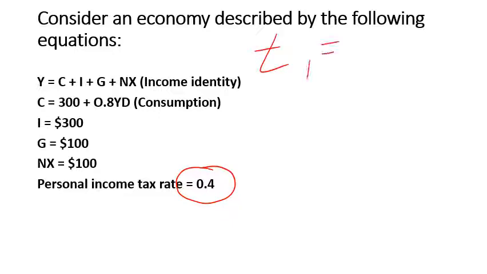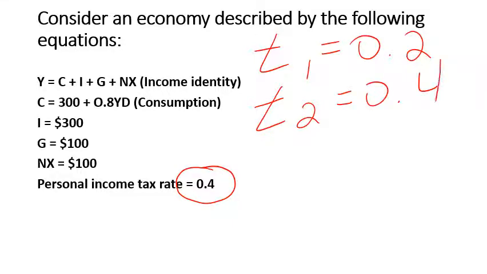Initially, you remember the personal income tax rate was 20% or 0.2. Now the personal income tax rate has moved to 40% or 0.4. So before we get into the calculations, let's speculate as to the answers. In other words, how will national income or Y change? How will disposable income change? And how will consumption and the budget surplus change?